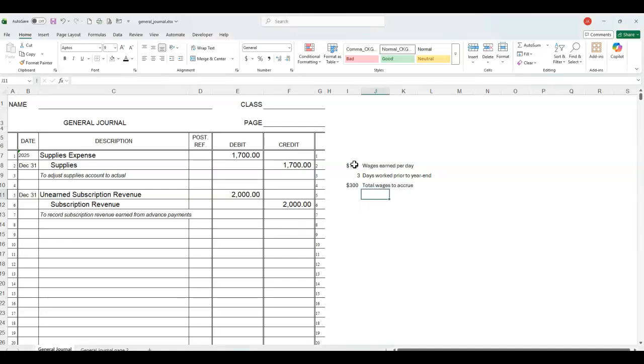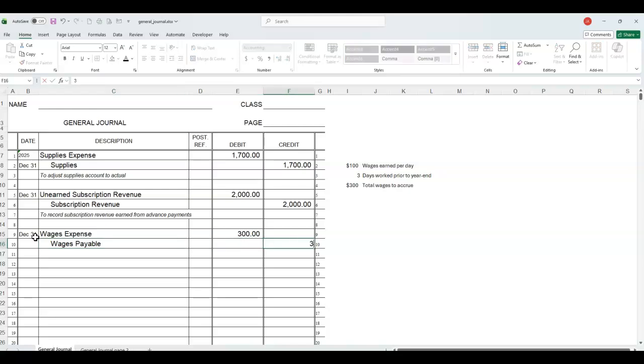Let's say somebody earns $100 a day, and they worked Monday, Tuesday, and Wednesday, the last 3 days of the year this week. We haven't done payroll, so we haven't recorded anything. We need to record $300 worth of wages. So that would be an entry to record wages payable.